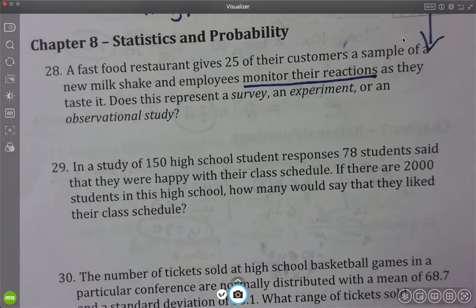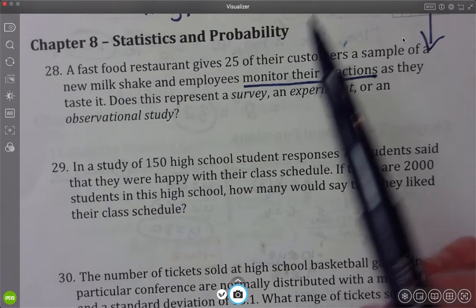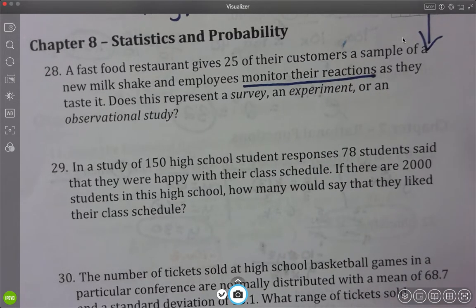The reason why they monitor their reactions rather than asking them, do you like this milkshake, is because people might lie, right? They don't want to make this restaurant mad if they say, no, that's a really bad tasting milkshake, because they are a customer there, right? So they monitor their reactions. If somebody makes a really stinky face, they're probably going to say, okay, they didn't like the milkshake.